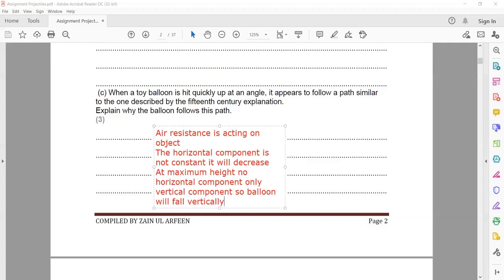Is it clear about the motion described in the 15th century about the balloon? Basically, when this balloon is launched, it has horizontal and vertical components, but the horizontal component continues to decrease, and the vertical component is also decreasing because it is decelerating. But when it reaches maximum height, only gravity is acting, and because of this gravitational pull, it will come down.